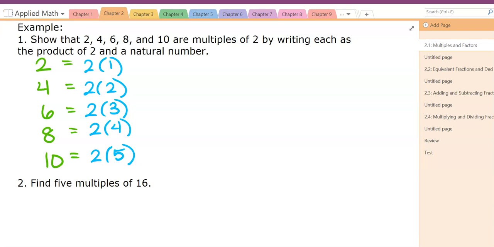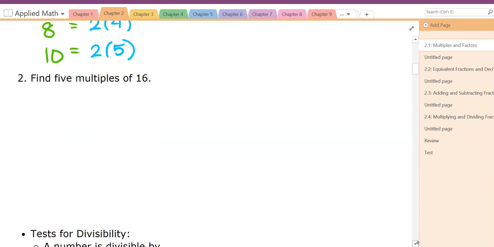Now, if you're looking to find multiples, that means you want to figure out numbers times your natural number, like what you get. So number 2 says find 5 multiples of 16. It's going to look similar to what we did, but we're actually going to be doing the right side first to get the answers from the left side. So since they want you to do just 5, I would just take 16 times 1, 16 times 2, all the way up to 16 times 5.